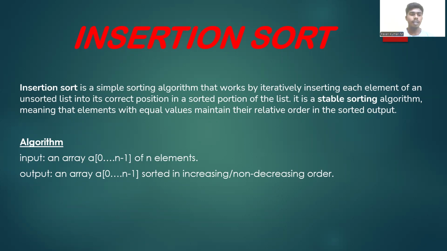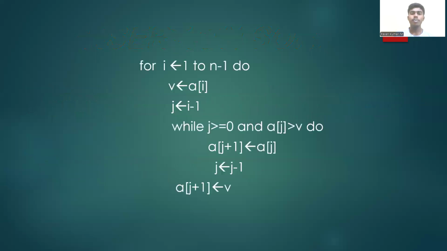Here is the algorithm. The input is an array A from 0 to n minus 1 of n elements. Output is an array A from 0 to n minus 1 sorted in increasing, non-decreasing order. For i equal to 1 to n minus 1, do v equal to A of i, j equal to i minus 1. While j is greater than or equal to 0 and A of j is greater than v, do A of j plus 1 equal to A of j, j equal to j minus 1, and A of j plus 1 will be equal to v.